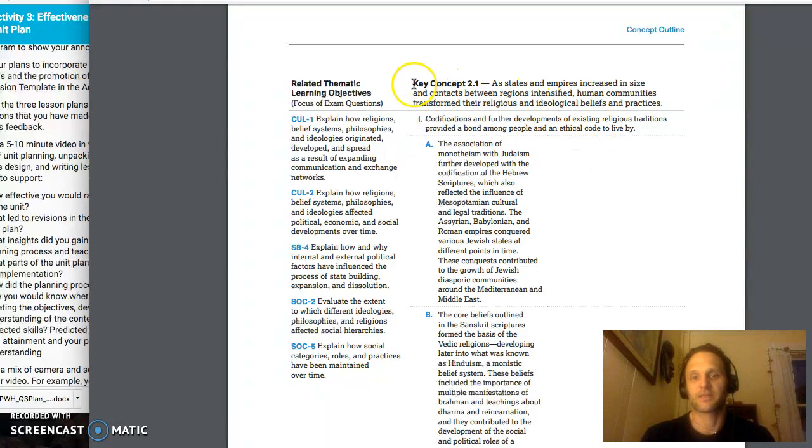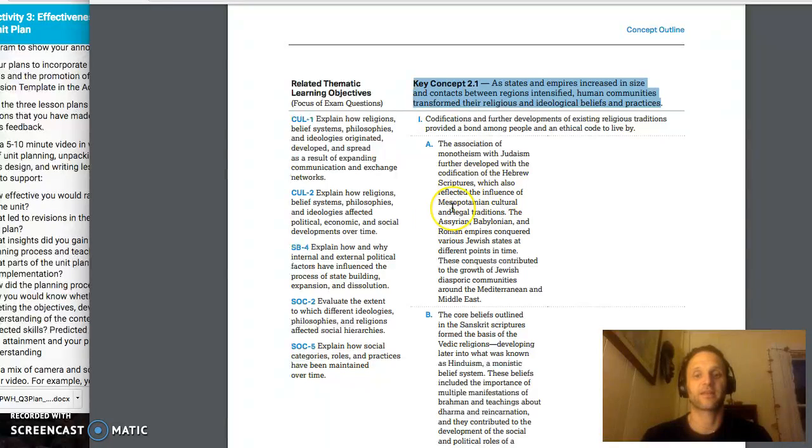But here's an example of a key concept that we taught back in September, that states and empires increased in size and contacts between regions intensified. So it's a pretty vague concept. So I have to use the same skills that we learned in this module, how to unpack this concept, what skills are needed to be able to interpret and understand all the different components of this key concept.